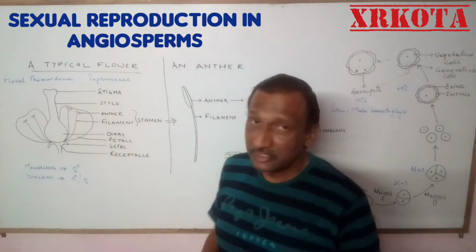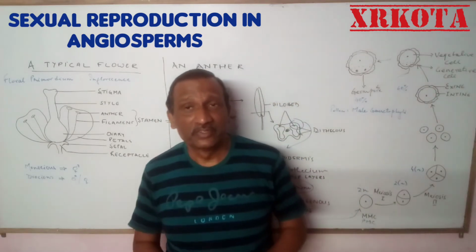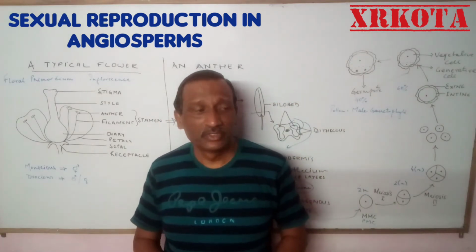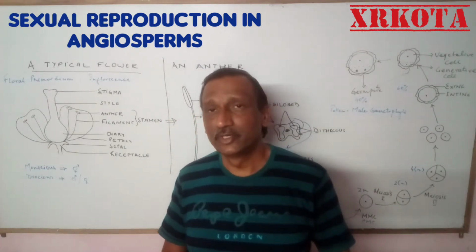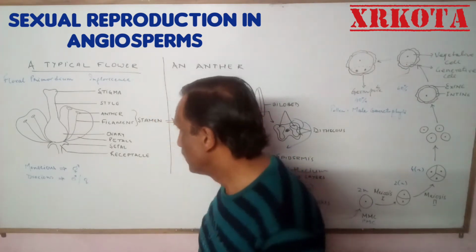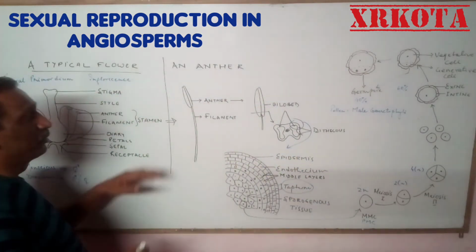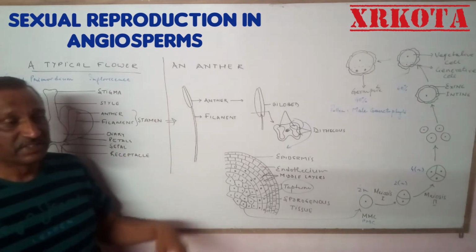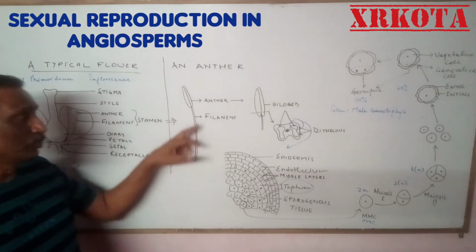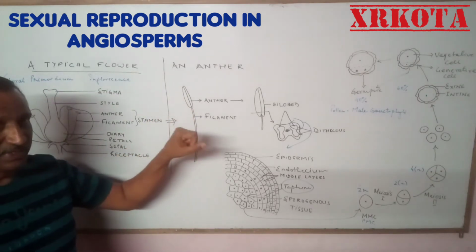The stamen and pistil are the two reproductive parts of a flower. The stamen is the male reproductive part, and the pistil is the female reproductive part. We shall study the male reproductive part here. The stamen is divisible into two parts, that is the anther and the filament.